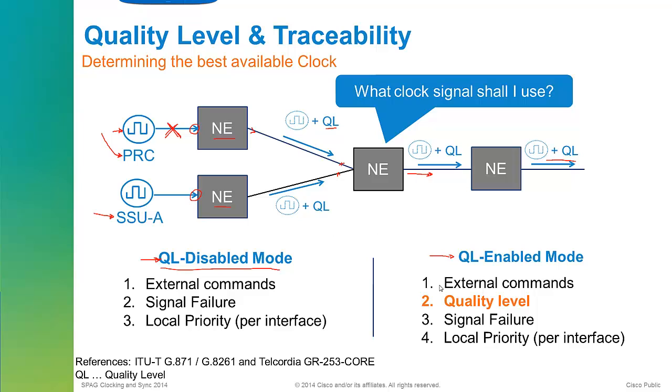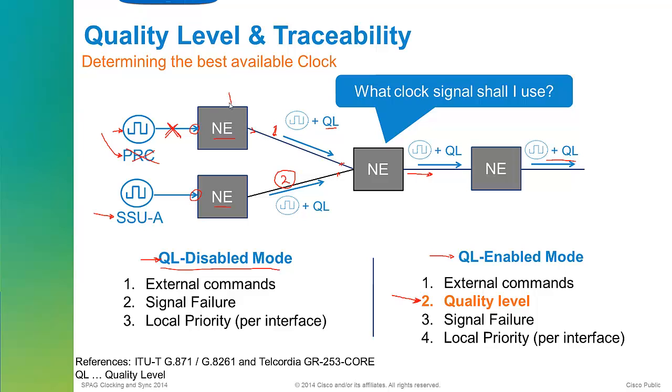QL enable mode, what that does is it uses quality level in the determination of which clock to pick. So you can still define, I want this to be my priority 1 clock source. You can say, well, I want this one to be quality 2, and it will stay like that. But if this all of a sudden becomes not a primary reference clock, it will switch over to 2, even though this is still available.